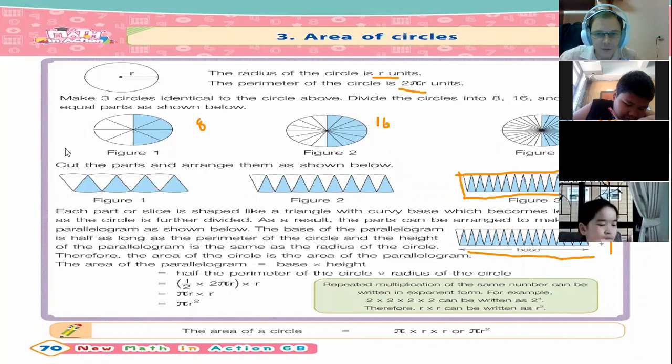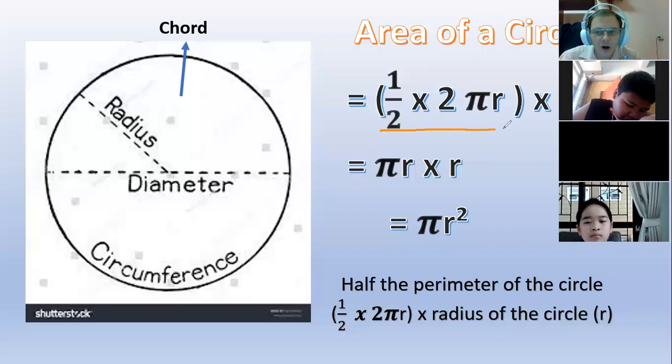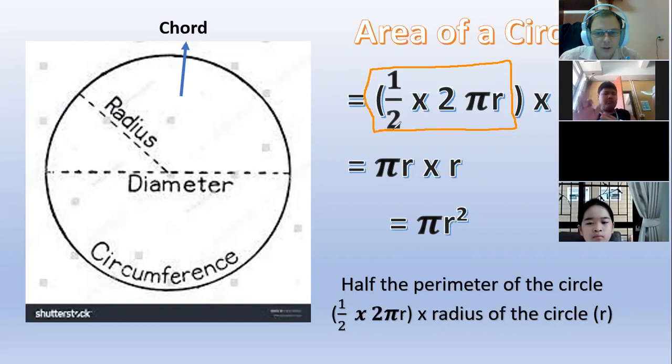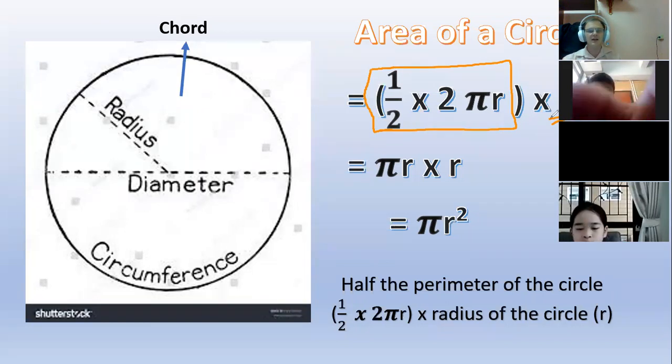And by doing that, they've calculated a formula that we can use to calculate the area of a circle. Now that formula is as follows. We take half of the perimeter and we multiply it by the radius. So we're going to first calculate the perimeter of a circle, and then we're going to multiply it by 0.5 to get half of it. After we do that, we can multiply by R again to get the area.